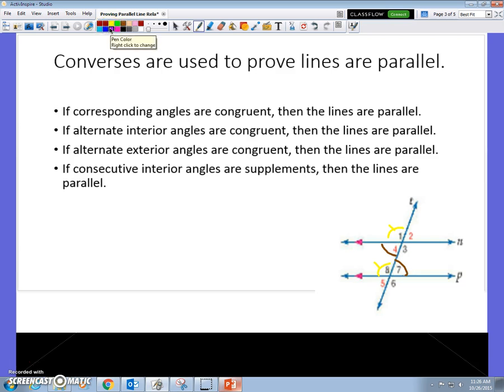Alternate exterior angles. So if 1 and 6 happen to be congruent, then you know that N and P will also be parallel. Or if the consecutive interior angles are supplementary, like 3 and 7, if they add to 180 degrees, then you know for sure, without a doubt, that the lines N and P will be parallel.